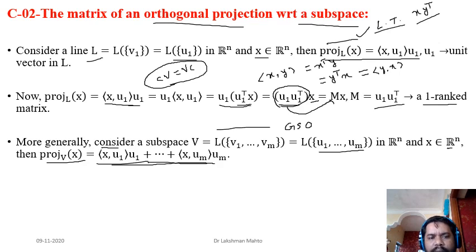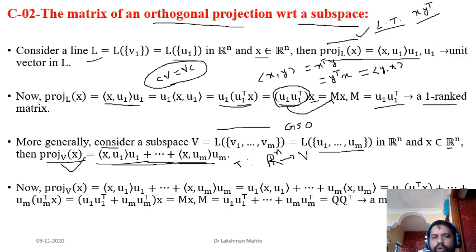Now we have an orthogonal projection, so we will find the matrix of the orthogonal projection. We know that orthogonal projection is a transformation from Rn to V. So we'll find the matrix of that. We don't go for all the calculation. We write the projection of x in terms of orthonormal basis elements.